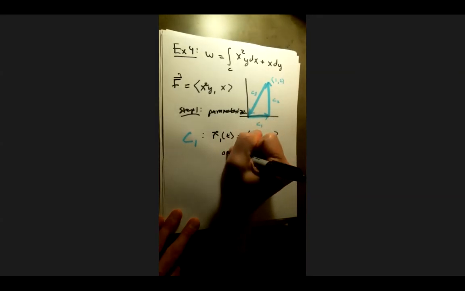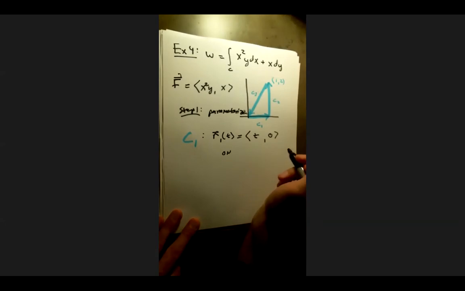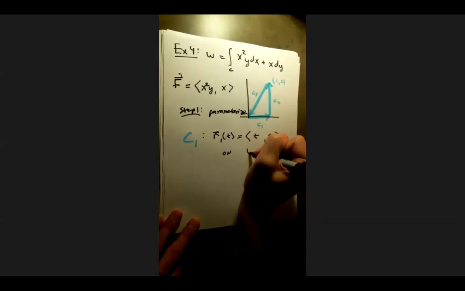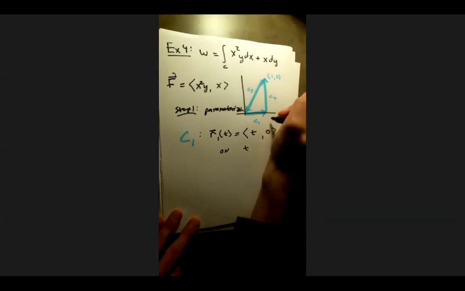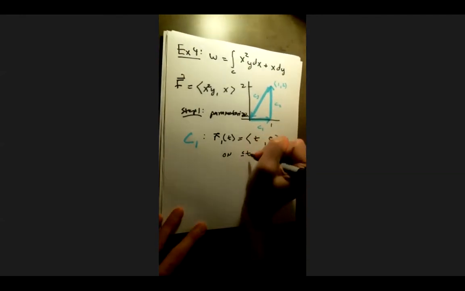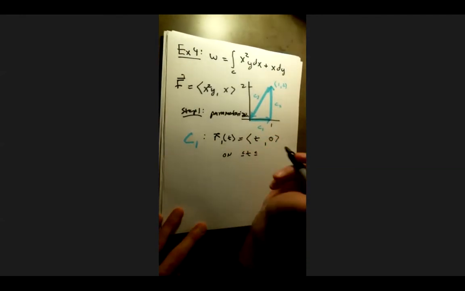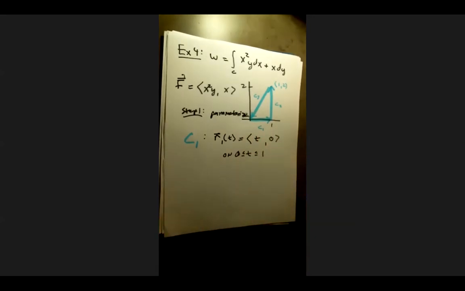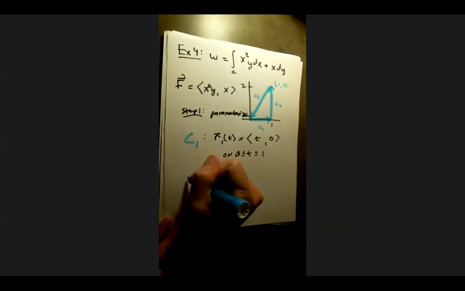So we have to also say where our t's live. So where do our t's live in this case? From 0 to 1. Cool. So that's our C1.